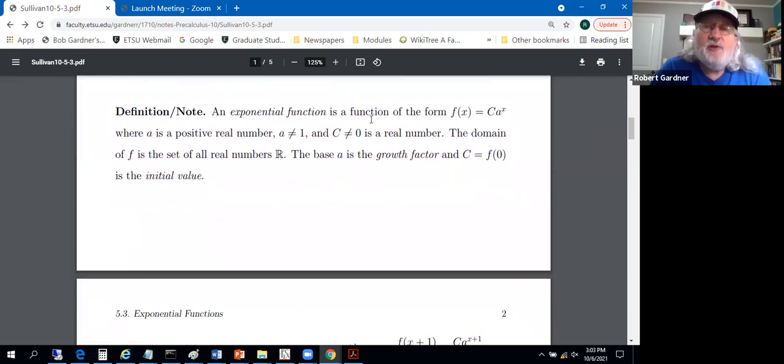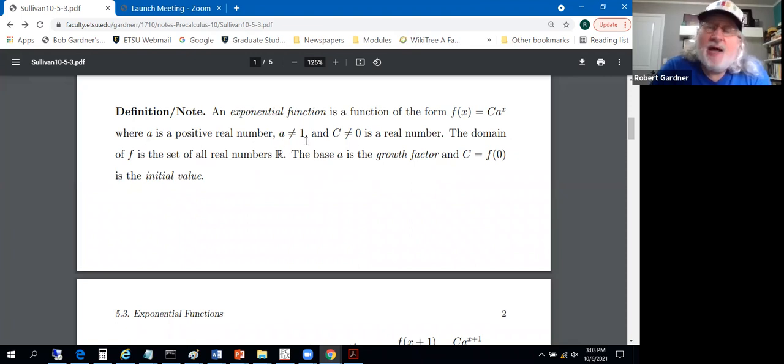An exponential function formally is a function of the form f of x equals c times a to the x power, where a is a positive real number not equal to 1, and c is a real number not equal to 0. If c equals 0, we just have the 0 function. So that's why that constraint. A is positive because we haven't defined what it means to exponentiate an irrational number with a negative base. We have to have that base a to be positive.